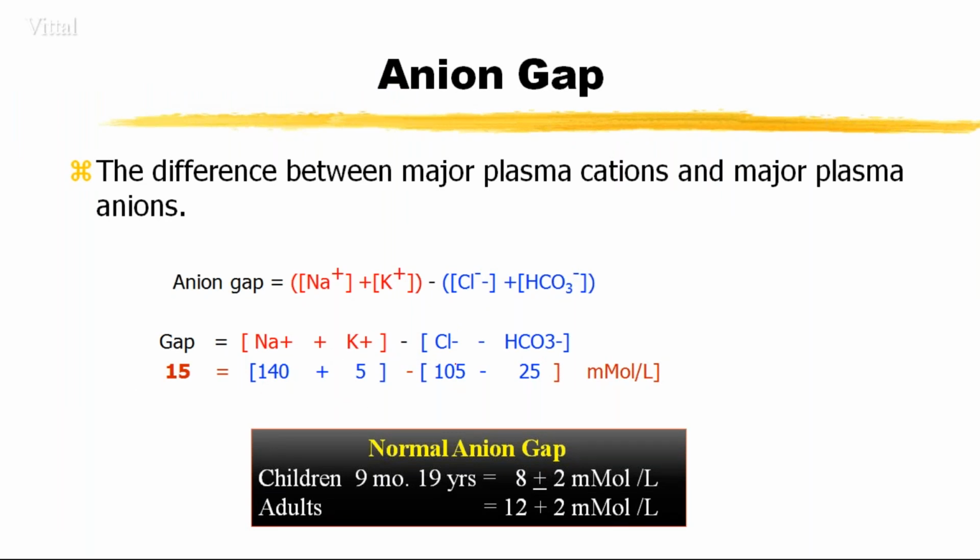Usually, chloride and bicarbonate you know; serum sodium, let us say average 140, potassium is only 5. So 105 the chloride, bicarbonate approximately 20. The normal anion gap, if you subtract, is usually 8 plus or minus 2, that is 6 to 10. In adults, up to 12 plus or minus 2, meaning 10 to 14. So these are the ranges of normal. Anything more than this gap means some other anions are there in the body. That's an indication.